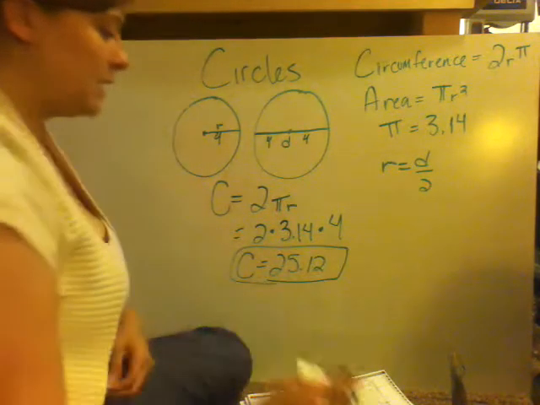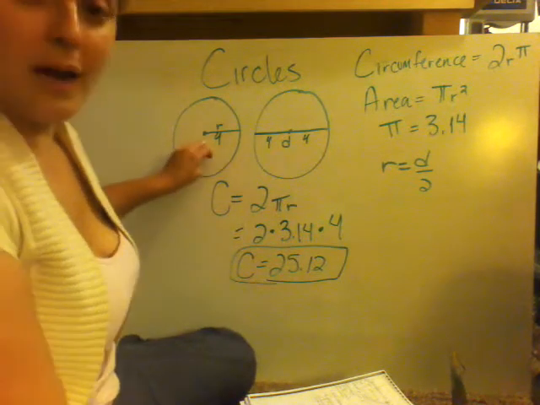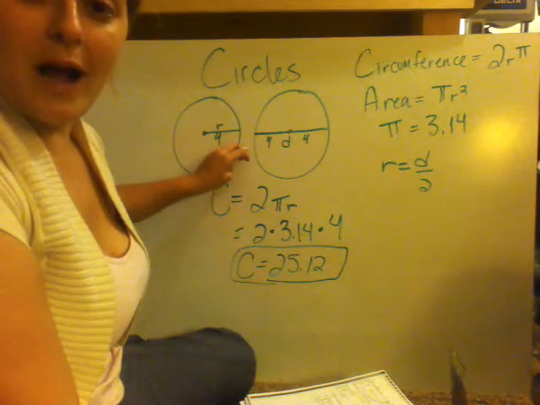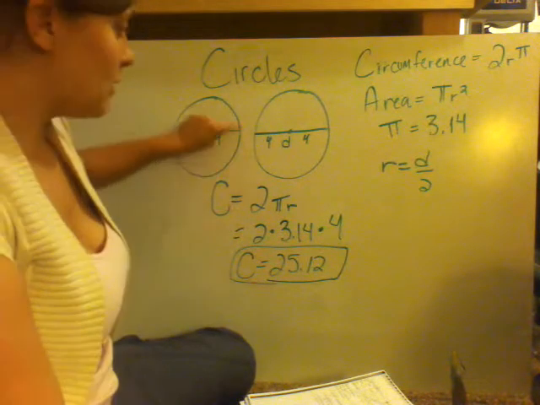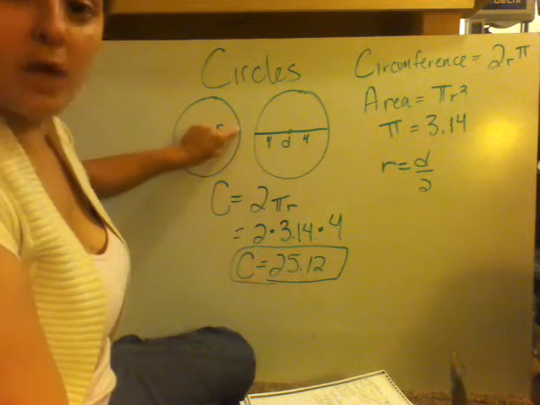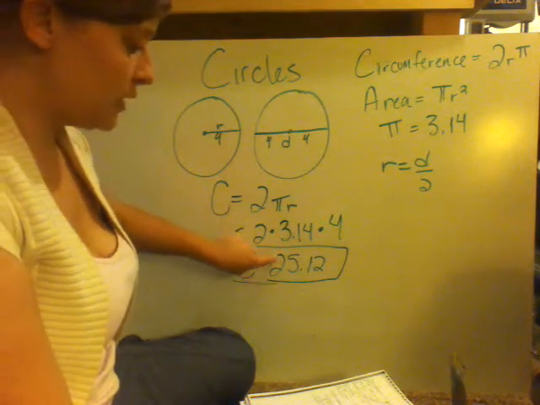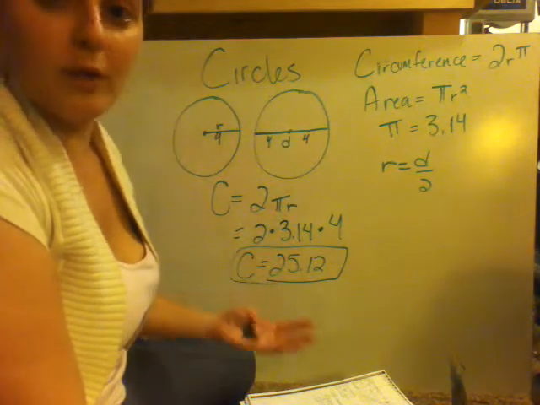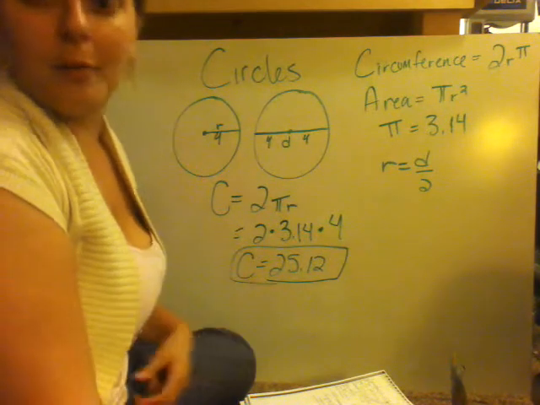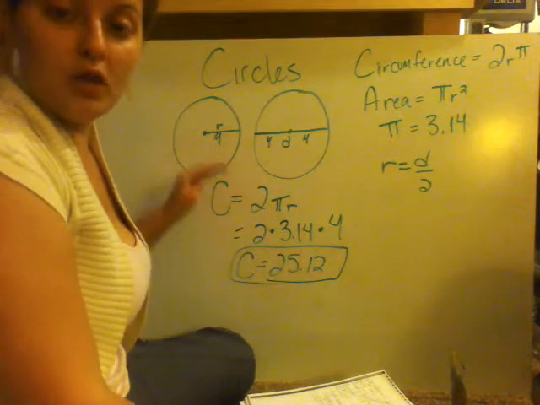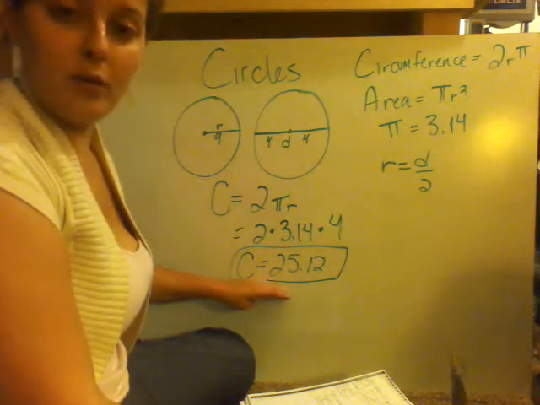And what this means is a circle whose radius, so from the center point out, is 4, that means the whole thing around the circumference, if I put a string around all of this, that string would be 25.12. Whether it be inches or centimeters or feet or miles, it doesn't matter. But whatever the unit would be, it would be 25.12.